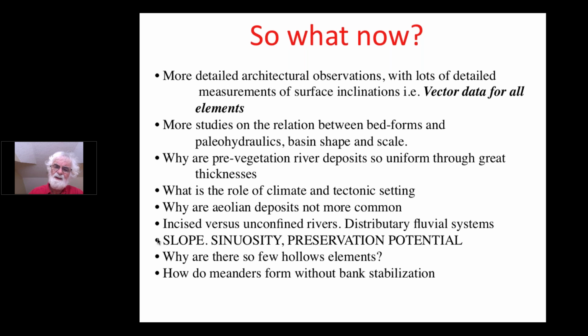So how do we determine slope, sinuosity, preservation potential? Why are there so few hollow elements? And how on earth do meanders form without bank stabilization from vegetation? Do we require early cements? Do we require salts? Or do we require other as yet unknown processes?